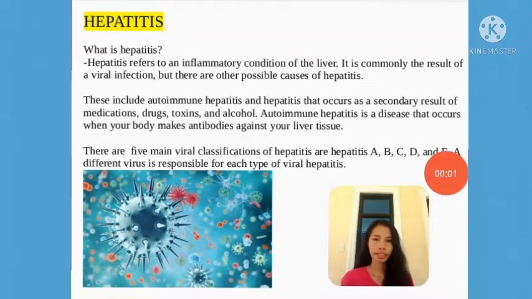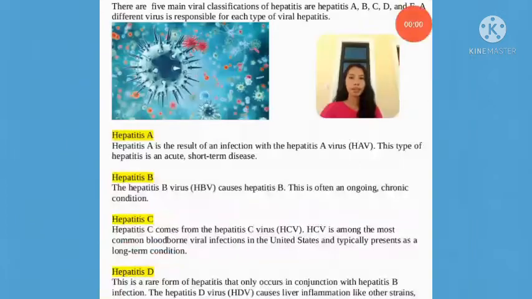So what is hepatitis? Hepatitis refers to the inflammatory condition of the liver. It is commonly the result of viral infections, but there are other possible causes of hepatitis. This includes autoimmune hepatitis and hepatitis that occurs as a secondary result of medications, drugs, toxins, and alcohol. Autoimmune hepatitis is a disease that occurs when your body makes antibodies against your liver tissue. Five main viral classifications of hepatitis are hepatitis A, B, C, D, and E. A different virus is responsible for each type of viral hepatitis.